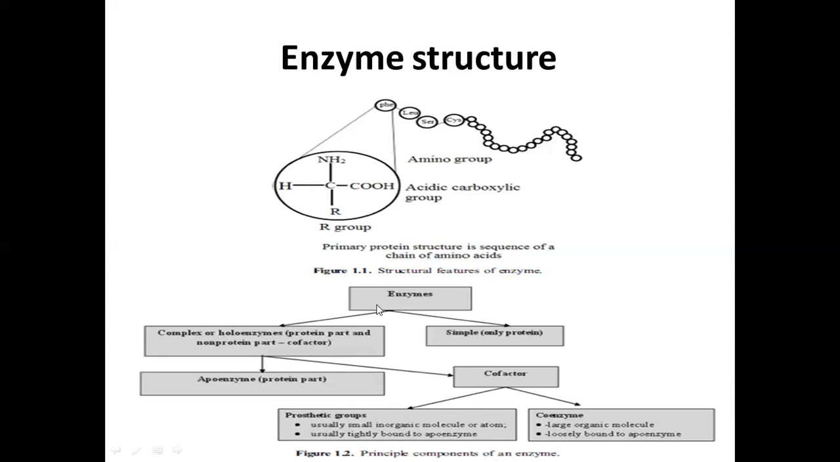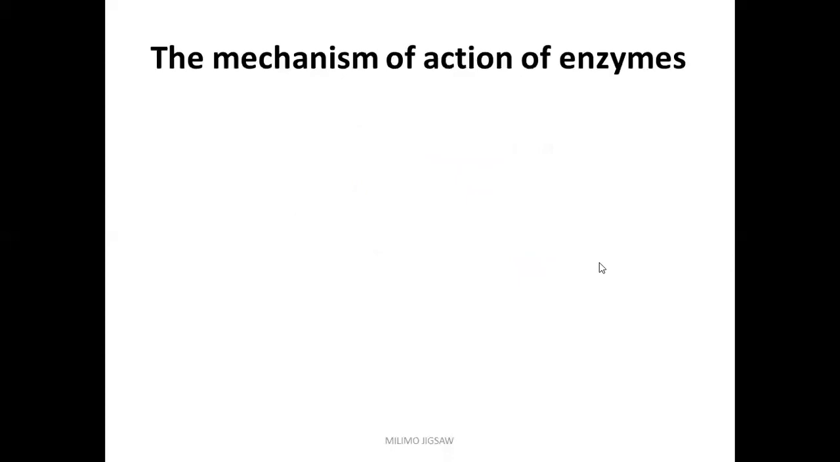Or it could be a simple protein, a simple enzyme, which means it will only contain a protein, just be a protein. So this is a structure of an enzyme. And then we're going to talk more about the prosthetic groups and the core enzymes in our next class, and the upper enzyme as well, how these relate. This is basically the structure of the enzyme.